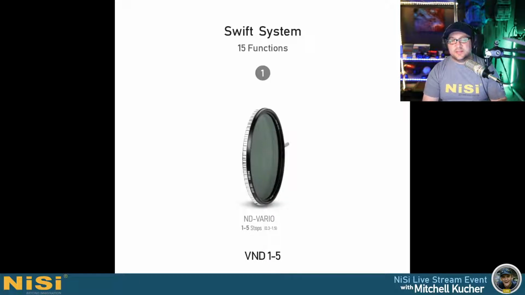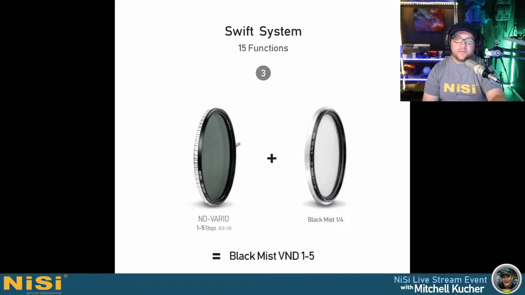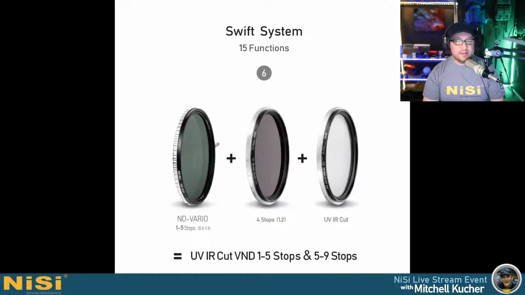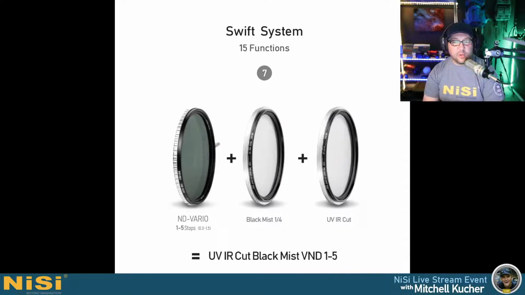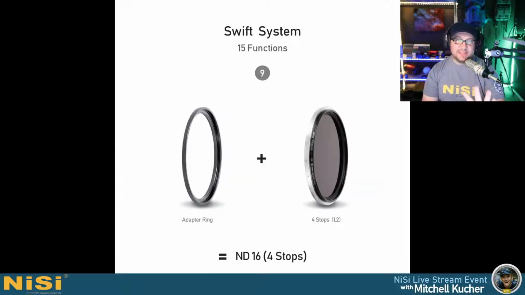The first one is just that variable filter. The second one is that plus the 4-stop that I was talking about. The third function is bringing the ND variable plus the black mist. The fourth one is bringing the IR cut for the UV. Or you can even bring in both the ND filter plus the 4-stop and the black mist. And then you have the same thing where you can swap it out with the IR cut, or just do variable plus black mist plus UV IR cut. And then you've got all 4, and you can see so forth.